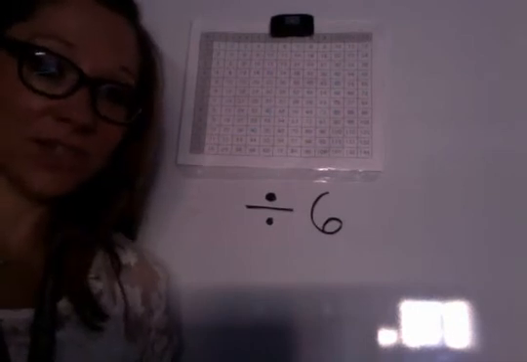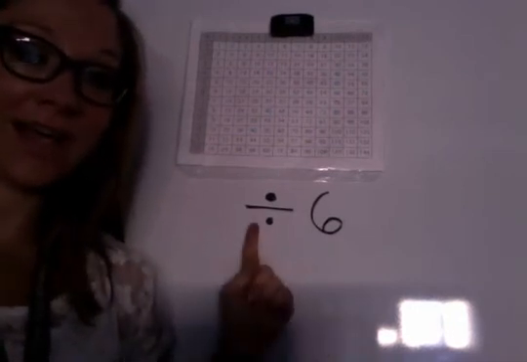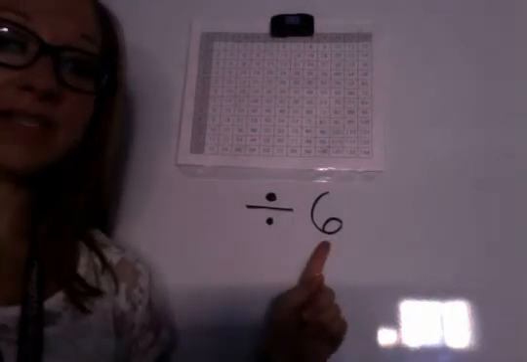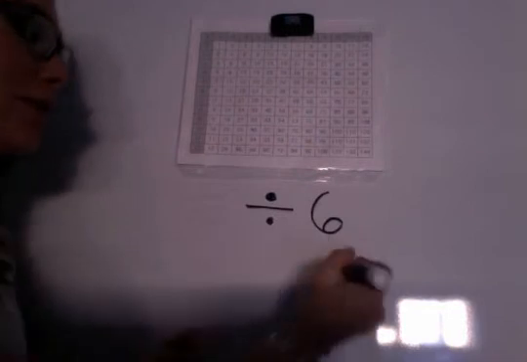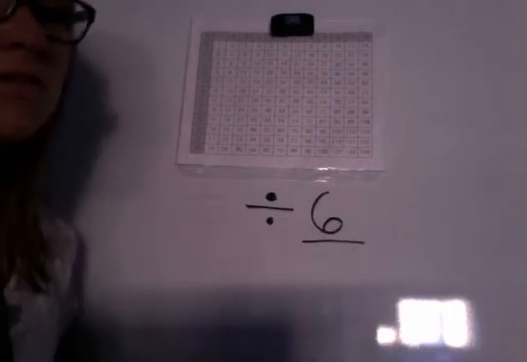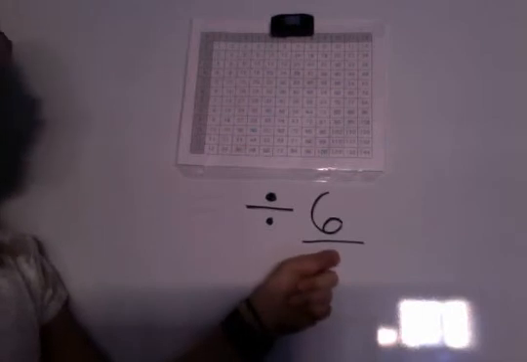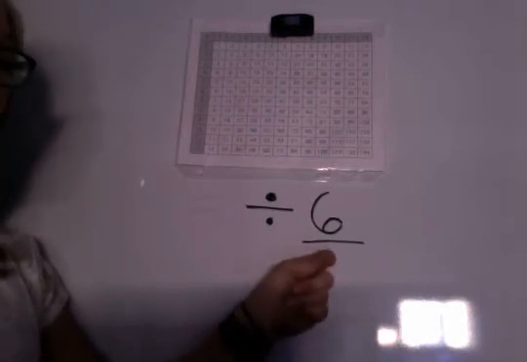Today what we are going to do is we are going to work on dividing by 6. Since we're going to be working on dividing by 6, that means 6 is going to be our second number, that divisor. So we are going to be making 6 groups of everything today. So we're dividing by 6.